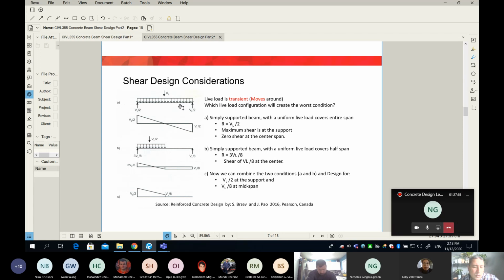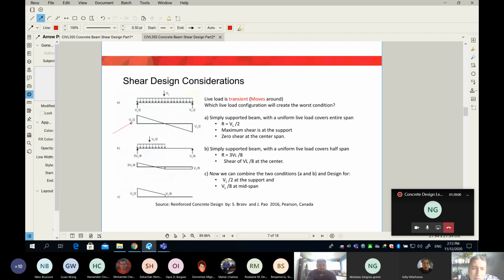And what do we get? We get what you know. We get this one here with a maximum value at the support and 0 at the mid span. How about if I change my live load not to cover the entire span, but only cover half of the span? It can happen, by the way. Live load, you cannot guarantee. It can cover the full span, and it can cover half of the span, or maybe a portion of the span. Okay, so let's please look at this example here. If you do the math, you will see this is the shear force diagram if the live load is covering only the left half of the span.